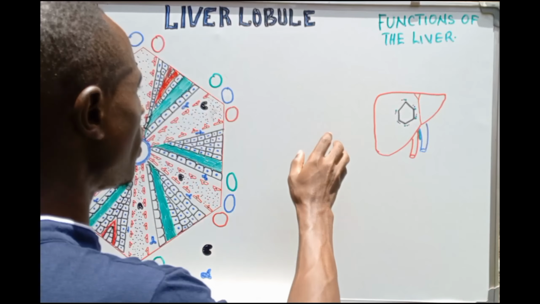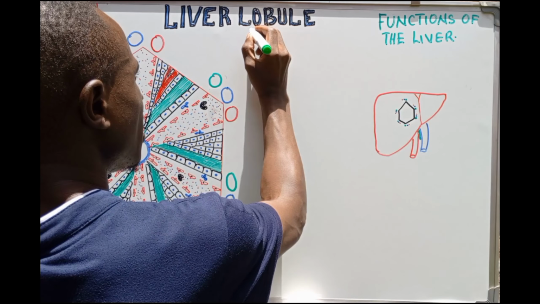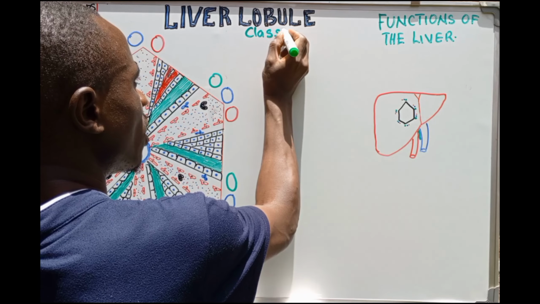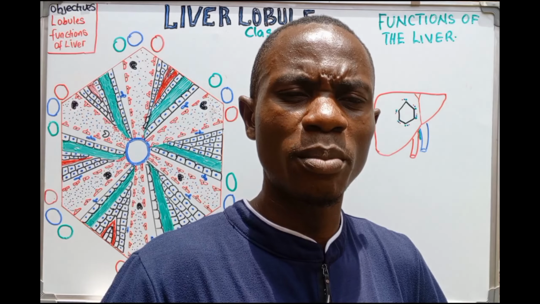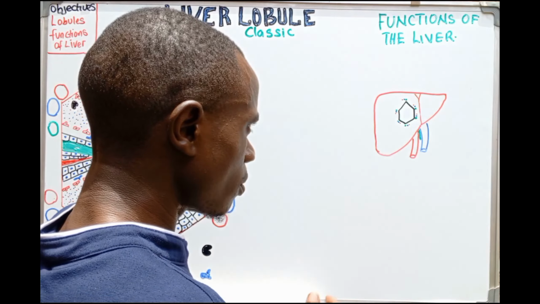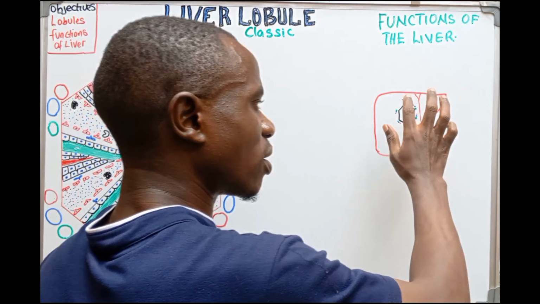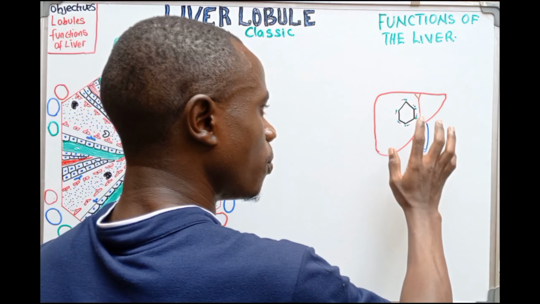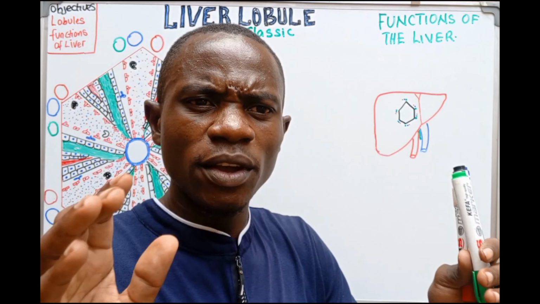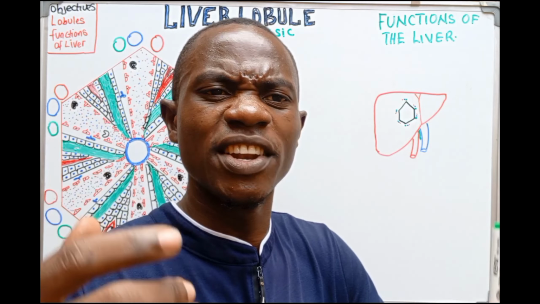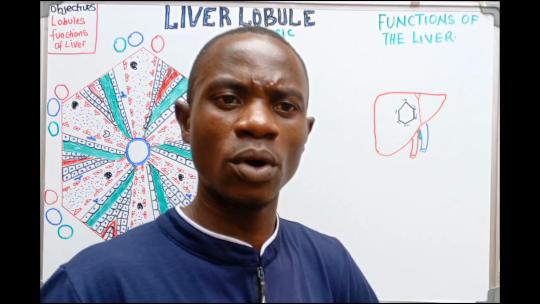In today's video, we are going to be focusing on the classic liver lobule, which is very common. In the liver parenchyma, we have this hexagonal structure, which we call the classic liver lobule. When the portal vein enters the liver, it gives off tributaries, or venules. The hepatic artery proper also gives off tributaries, which we call arterioles.